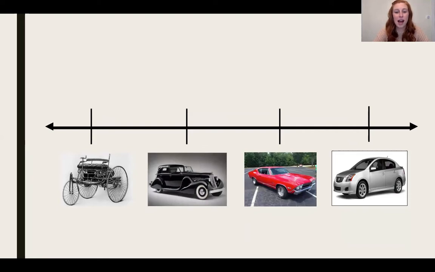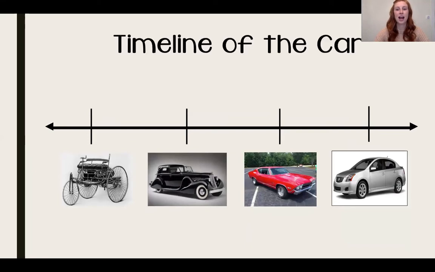So this is a timeline. Notice how it looks just like a number line, but instead of there being numbers under the lines, there are pictures of how things have changed from the past to the present. Something else that we can add to our timeline is a title. So this is the timeline of the car, how the car has changed from the past to the present.